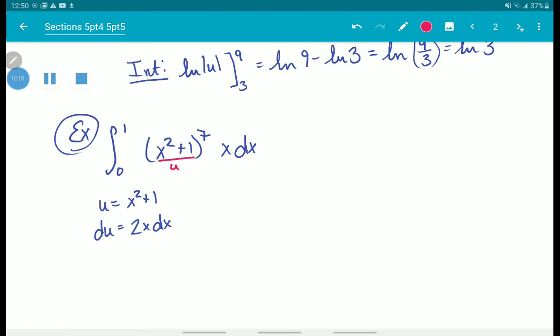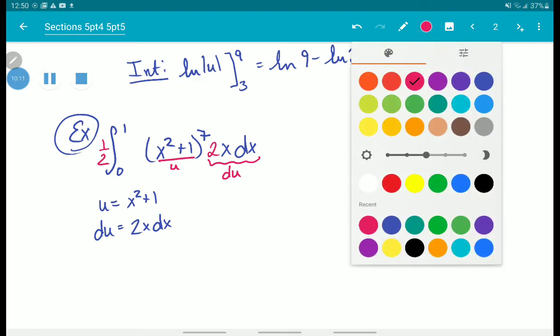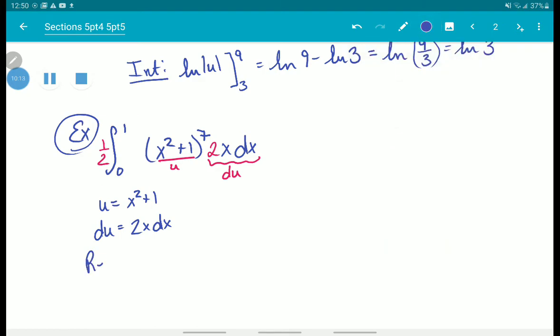We have u. Notice we are missing the 2 from the du. We can multiply it in as long as we compensate with a 1/2. So now when we do our rewrite, we're going to have 1/2 times the integral of u to the 7th du. But I like this world of u because that's so much easier to integrate. So we've got to change the bounds.